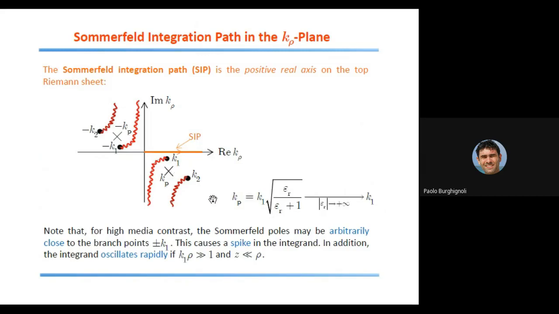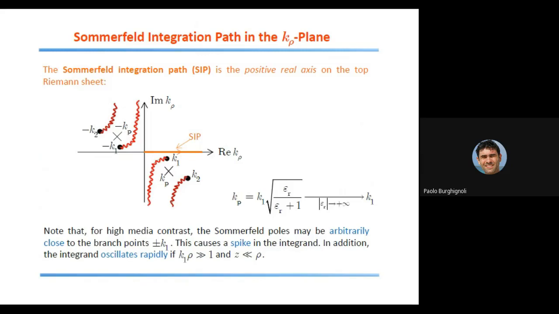But in practice, the Sommerfeld pole may be arbitrarily close to the branch points, plus or minus k1. That is because if you have a medium in the upper half space with a very large relative permittivity, then this ratio here inside the square root tends to 1, and so the value of k rho, the wave number of the Sommerfeld pole, becomes very close to k1. And this causes a spike in the integrand, as you can imagine, because k1 is in practice very close to the real axis, or for a vacuum, it's exactly on the real axis. So this may be a problem from a numerical point of view.